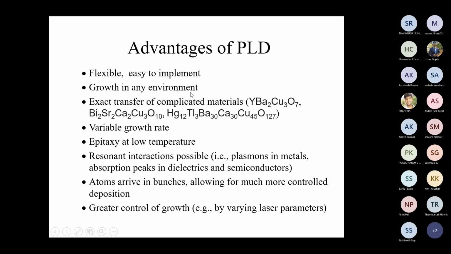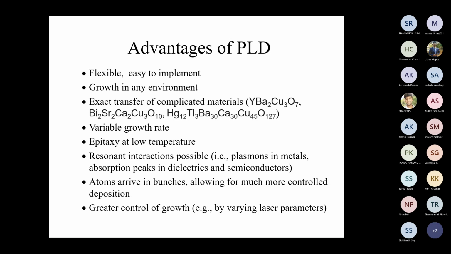Similarly, if I want to deposit some nitrides like titanium nitride or silicon nitride, then some nitrogen atmosphere is preferable. And there is exact transfer of complicated material. You can see this is highly complicated material, and its stoichiometry is also highly complicated. This material can be deposited very easily in pulse laser deposition, but in sputtering such a complicated stoichiometry is difficult to maintain.